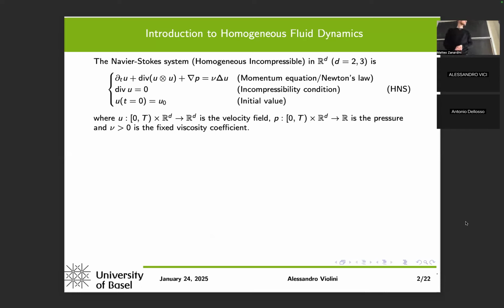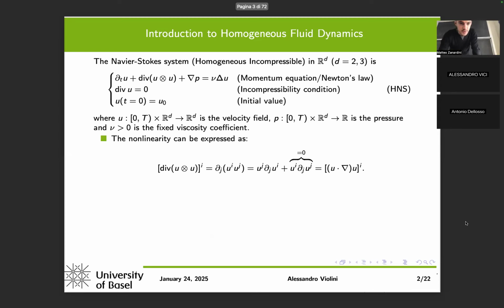So the two unknowns are the velocity vector field, which is in R^d with x in R^d, and then the pressure, which is a scalar quantity. And then the viscosity, nu, is fixed, and it is strictly positive. Since probably for some of you this is the first time seeing this PDE, let me go term by term. So the time derivative is quite easy. And then the first critical term is this nonlinearity, which has this form.